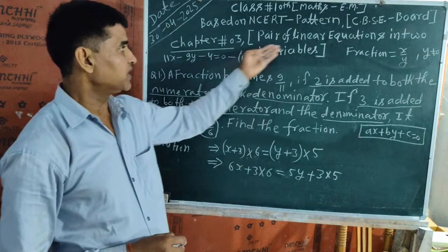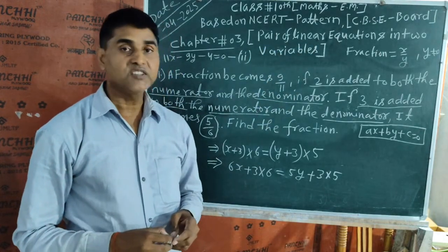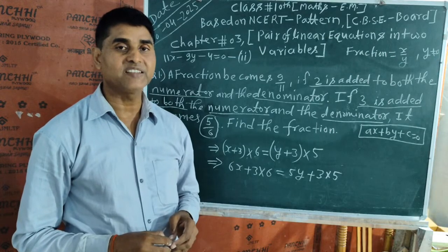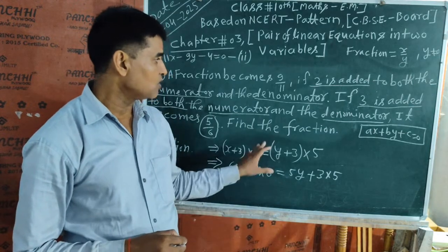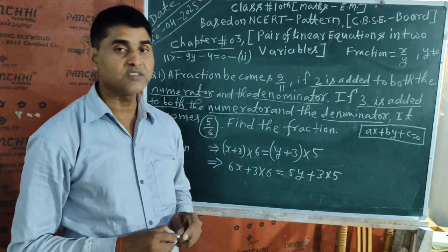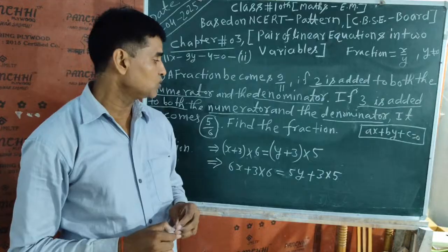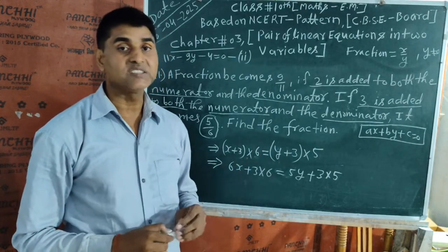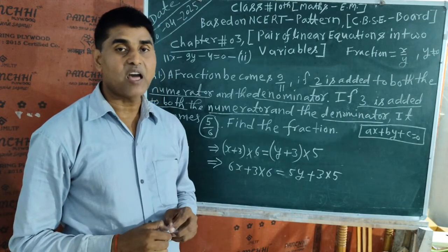Topic name is pair of linear equation in two variables. Already its condition was described in the previous classes. When I solve and make two equations in two variables, that will be a pair of linear equations in two variables. So I will check in which condition these two equations exist, and I will also explain that condition here.